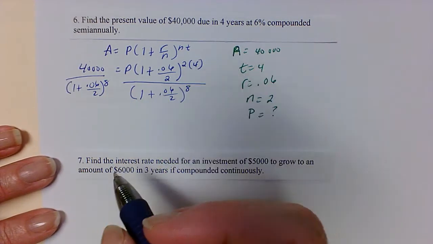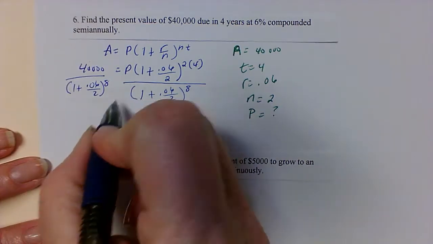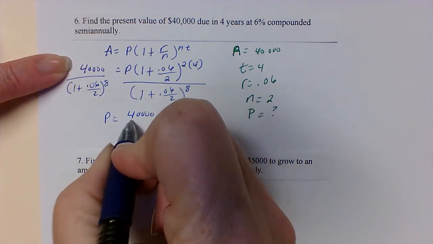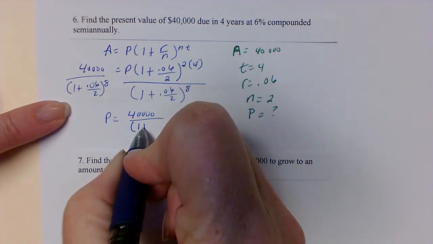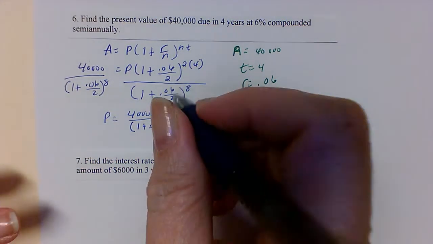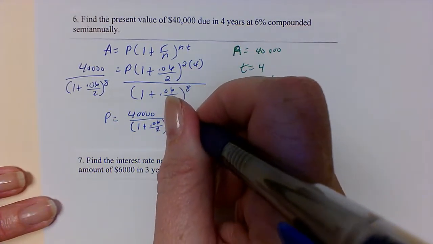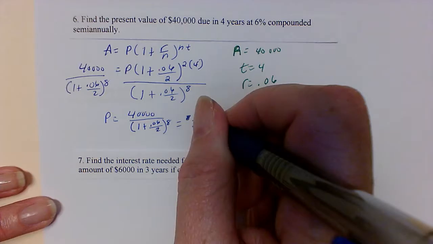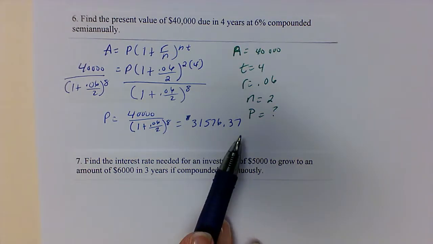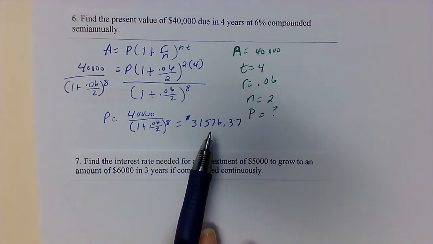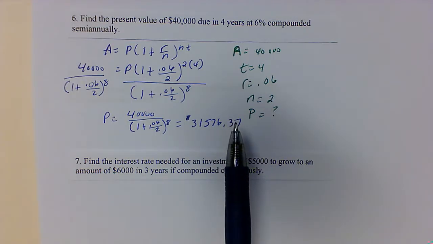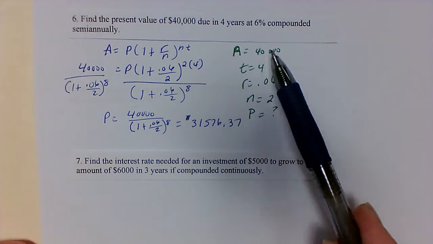So everything on this side will cancel. So P, our P, is going to be equal to 40,000 divided by 1 plus 0.06 divided by 2 raised to the 8th power. When you plug that into your calculator, you are going to get $31,576.37. So the present value is going to be $31,576.37. And in 4 years, being compounded semi-annually at 6%, we will actually reach that $40,000 mark.